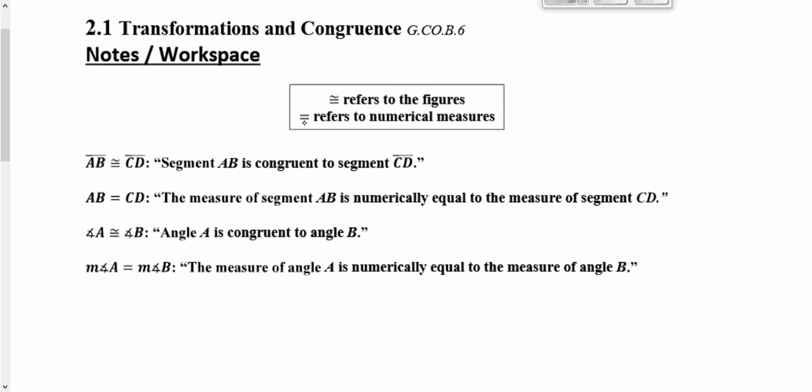So on your homework, you're going to have to make that distinction, okay? A lot of kids will write, if they want to say segment AB congruent to segment CD, they'll just write AB equals CD. No, that's not exactly it. You see why?